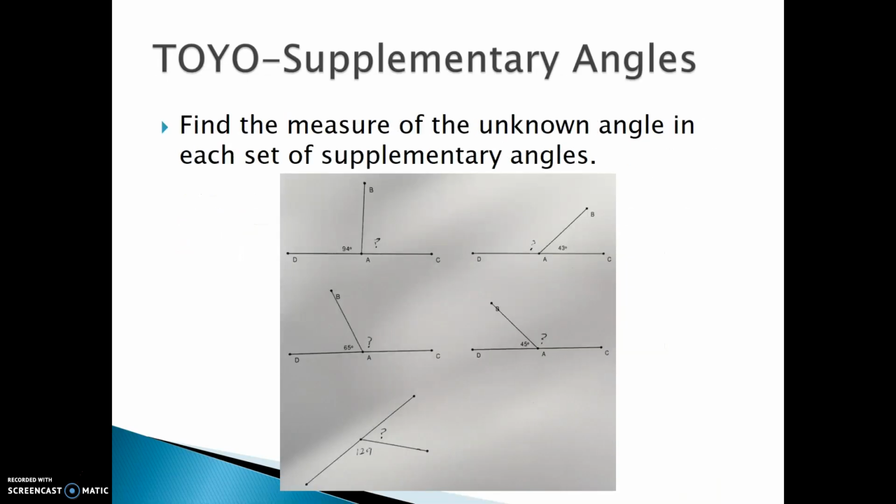Okay, so go ahead and pause the video and try the to-do. This time you're finding the measures of the angles with the question marks, and you're going to subtract the known angle from 180 degrees. All right, go ahead and check your work. Make sure you did your subtraction correctly. And then let's move on.